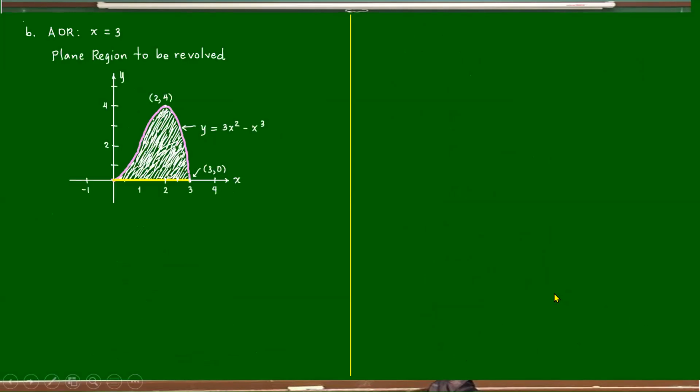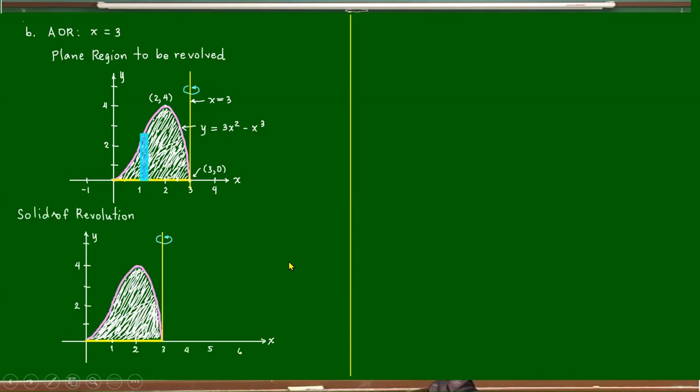What about if the axis of revolution is x equals 3? The same region is to be revolved, the only difference being that it is revolved about this line. So the appropriate element is still vertical. When this is revolved about this line, this is the solid generated. The element will generate a shell since it is parallel to this axis of revolution. Okay, so that's the shell.